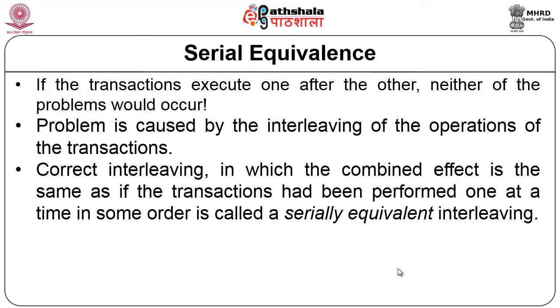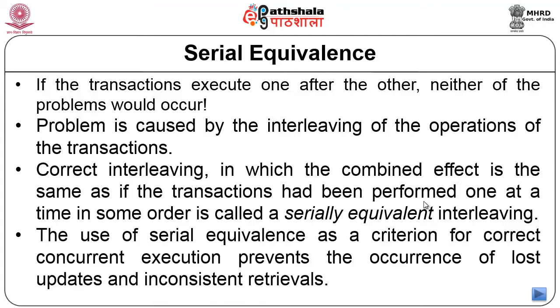So, does it mean that we cannot interleave at all? That is not correct. There is a mechanism of doing a correct interleaving, and we have to find a correct interleaving of all the transactions. And this correct interleaving is called a serially equivalent interleaving, which is the same as if one transaction completes and then only the other transaction starts. So, why don't we allow that to happen rather than trying to interleave? Because then everything will be very slow. Interleaving is done to make things faster, and it is important.